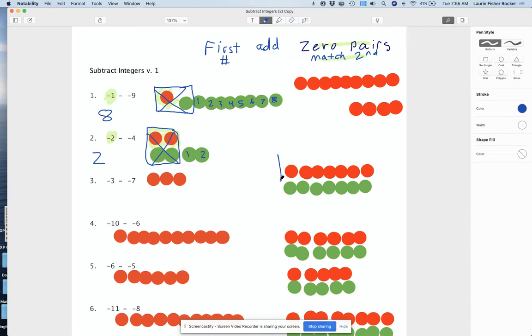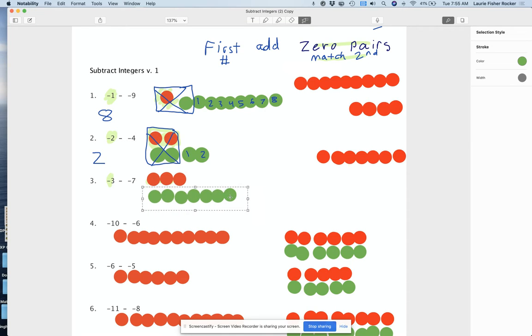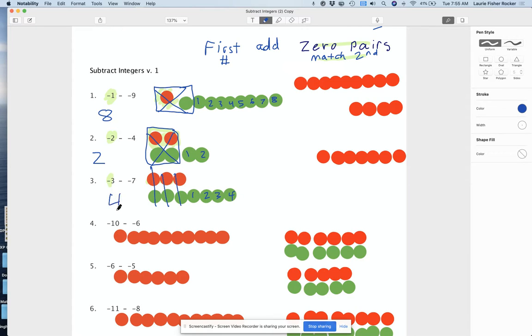Now, when we go here, I've got -3, so there's my first number. I'm taking away -7, so I'm going to add 7 0 pairs. Now let's do the math. It's -3 take away -7, so I take away 7 negative counters and put them over here. I rearrange this and see that I've got some 0 pairs: 1, 2, 3. I'm left with 1, 2, 3, 4. So I'm left with 4.